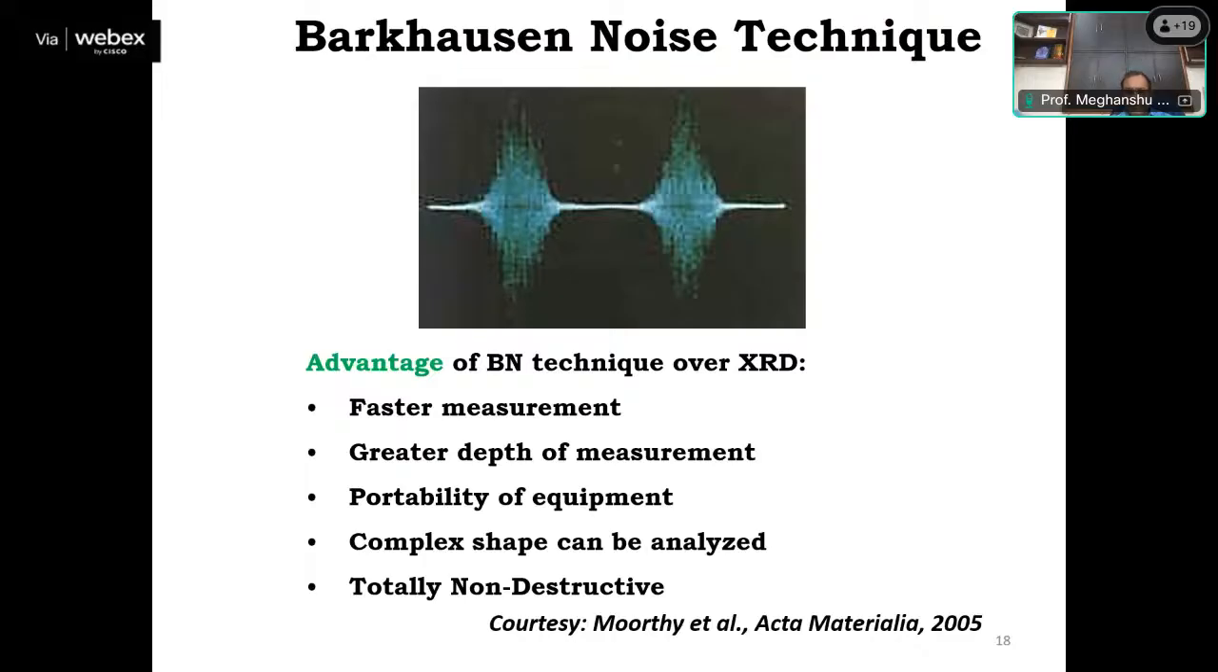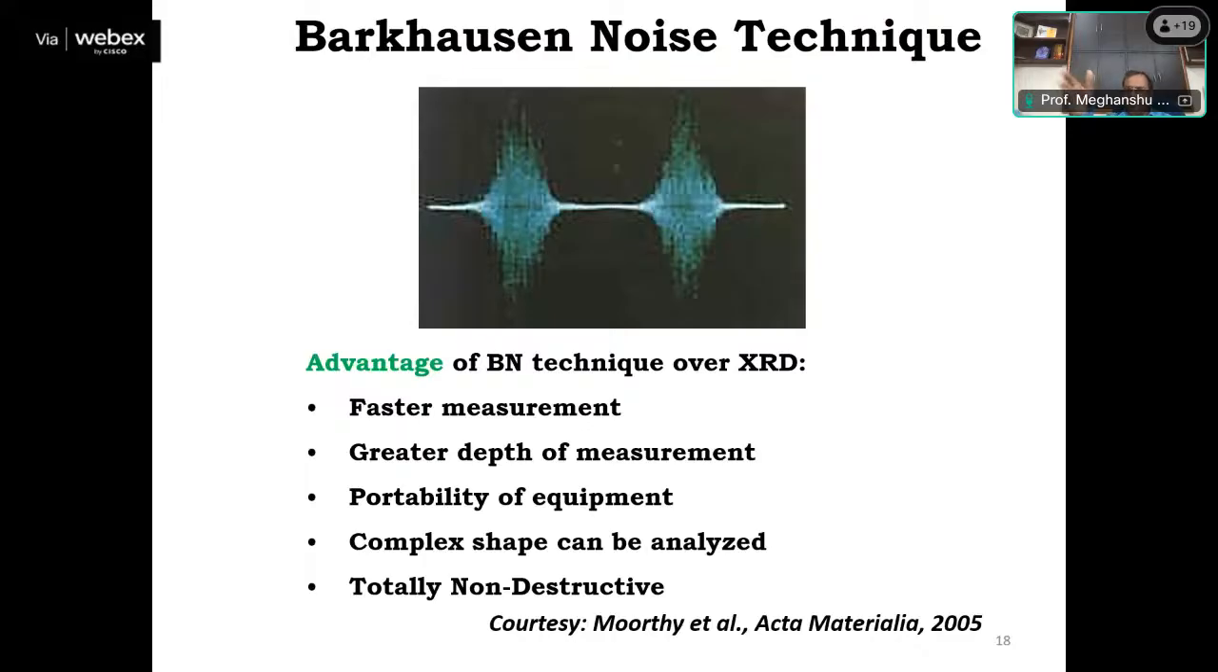The depth of measurement is also quite high in the case of Barkhausen noise, because we have a parameter, the magnetizing frequency. This magnetizing frequency enables us to increase the depth of the magnetic field into the material, which we will see in the coming slide.